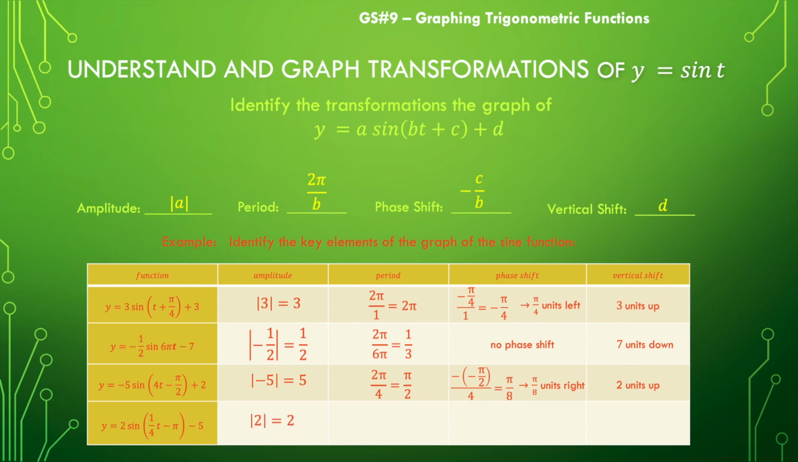The period will be 2 pi divided by 1/4. Now 2 pi divided by 1/4 will actually end up being 8 pi because you're going to end up multiplying 2 pi by 4 over 1. Okay, now our phase shift will be negative pi over 1/4. So that will be positive pi times 4, which is 4 pi, or 4 pi units to the right. And lastly, our vertical shift will be down 5 units.